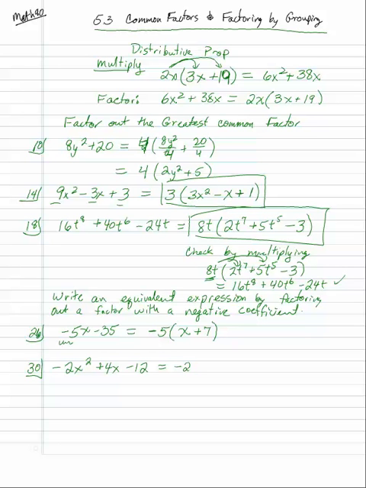So 2 goes into all of them, so I'm going to take out a negative 2. Divide them all by negative 2. You get x squared minus 2x plus 6, because you're dividing each of the terms by negative 2. So it changes all the signs, and then divide them all by 2. Okay, so write an equivalent expression by factoring. So we're just factoring. This new concept here.